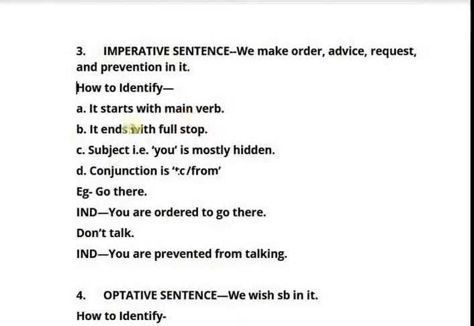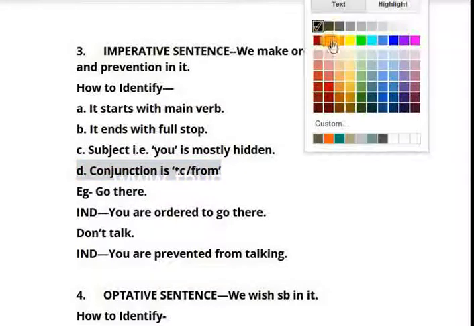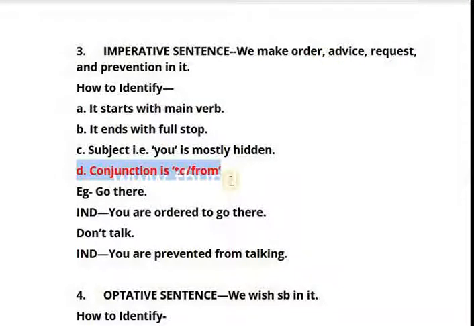The identifiers are: it starts with a main verb. Always it will start with a main verb. It ends with a full stop. The subject, that is you, is mostly hidden. In imperative sentences, most of the time your subject will be you, but that will be hidden. Conjunction: you have to take to or from depending on the type of sentence, depending how it was written. You have to take to or from while changing an imperative sentence into indirect speech.